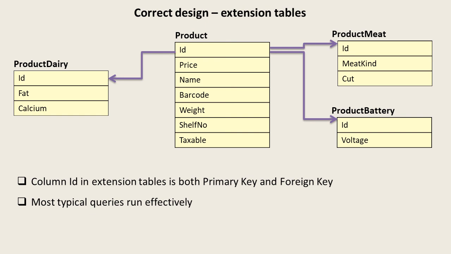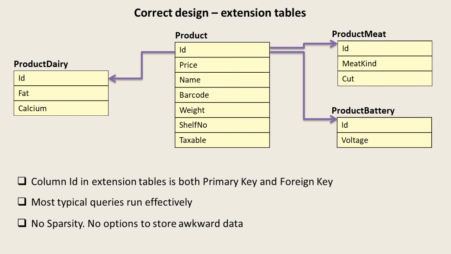For example, if we want to know how the price of a dairy product depends on fat value, in this case we need results which are showing both fat and price and probably name. We simply join the product table with the product dairy table by the column which you can guess is ID.